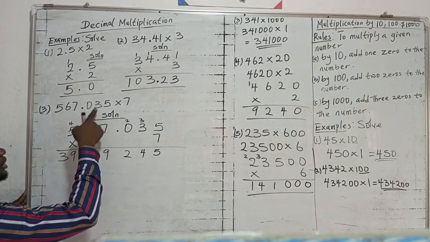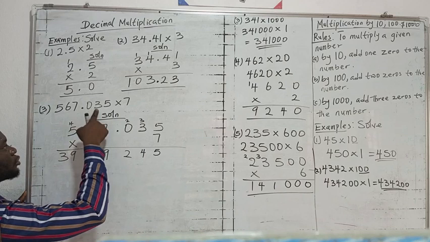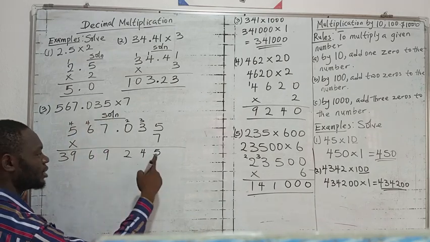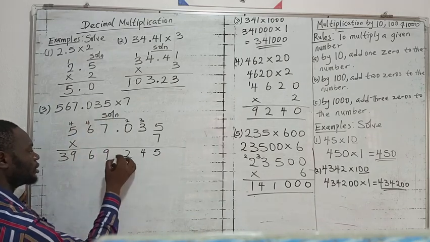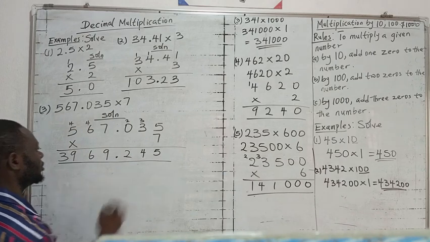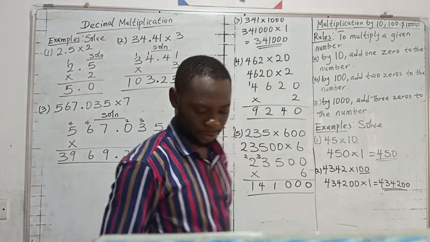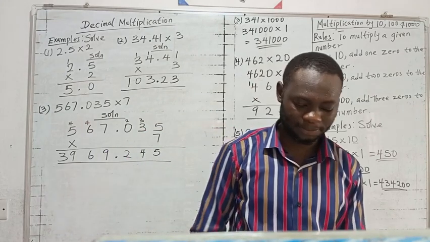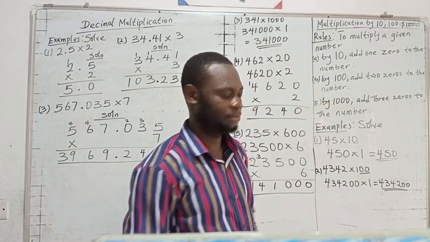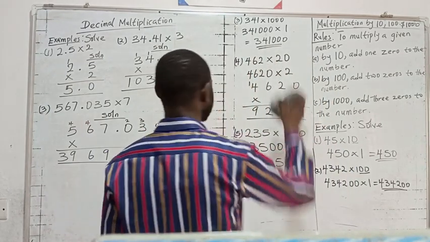39. How many decimal values? 1, 2, 3. We come here, we count back. 1, 2, 3. We put our decimal point. Are we following? Yes. Want to clean here?